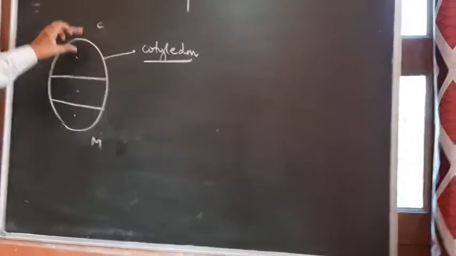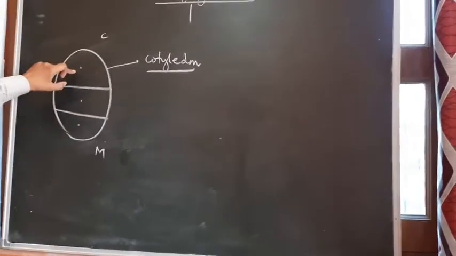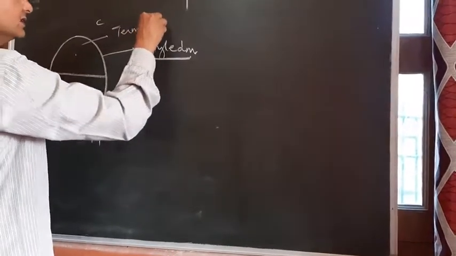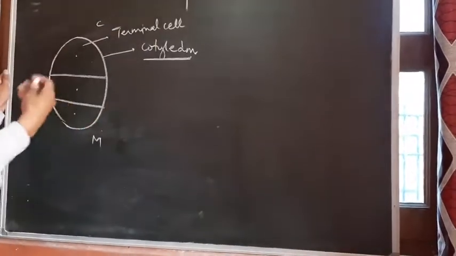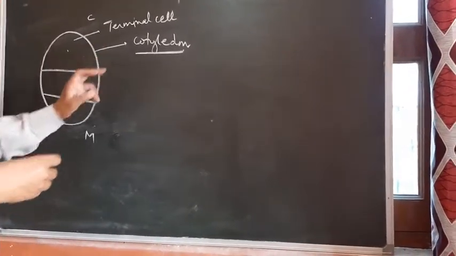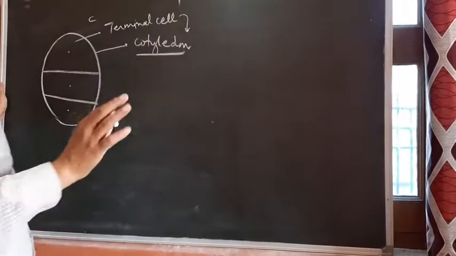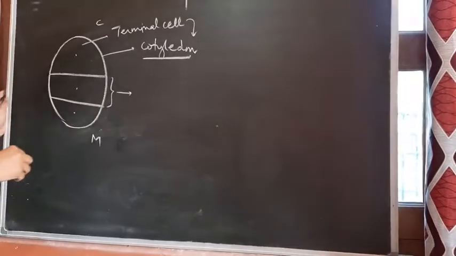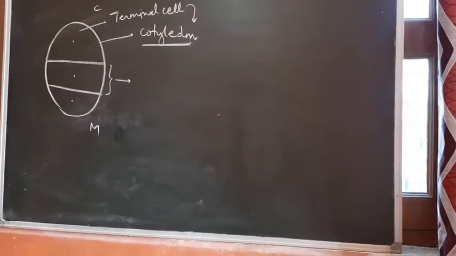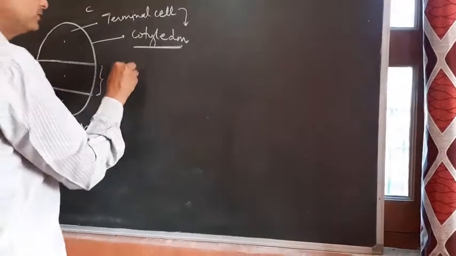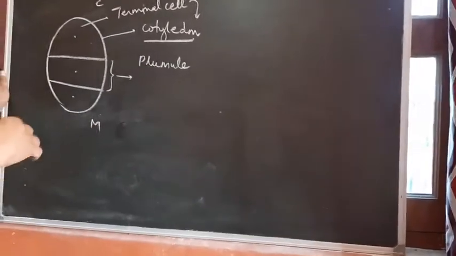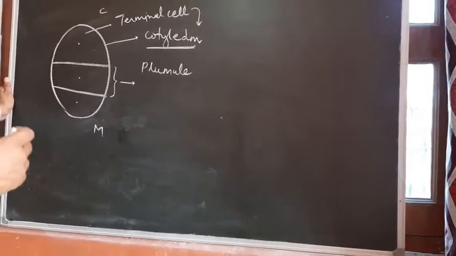The cell which is towards the top, this one, is the terminal cell. The terminal cell will divide continuously and will be responsible for the formation of the cotyledon, a single cotyledon. The middle cell, this one, is responsible for almost all the structures of a monocot embryo and then the monocot seed. It is going to form the plumule. Actually, it is not called plumule, but we have written plumule. What is the other name? We will mention it afterwards.